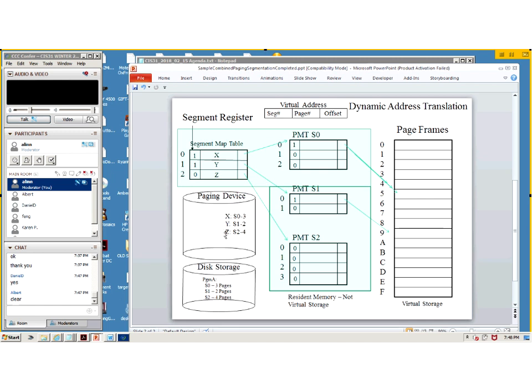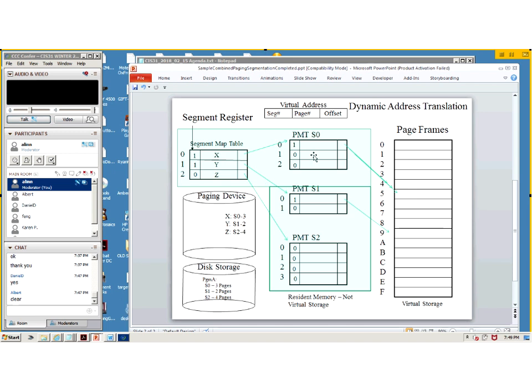Here it is on the paging device. Segment 0 has 3 pages, and its address on the paging device is X, and that's what this represents. So we know where that segment is on disk. Y has 2 pages, and that's a pointer to where it is on the paging device. And then Z. And we build the tables.